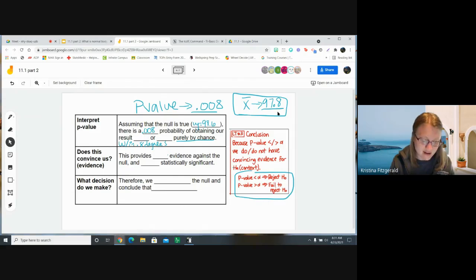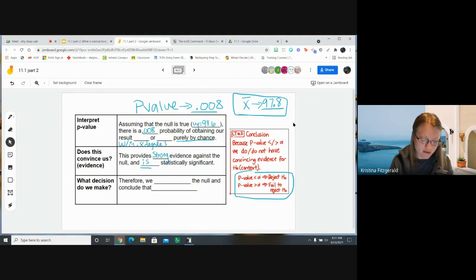So we can say that provides strong evidence against my original claim, and is statistically significant, because I'm going to throw out my original claim. If you're thinking something is true and you're tossing that out, that's significant. You're changing what you think. So that is statistically significant.